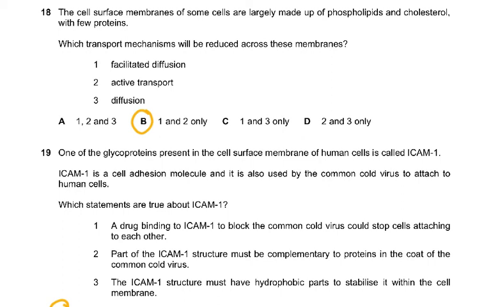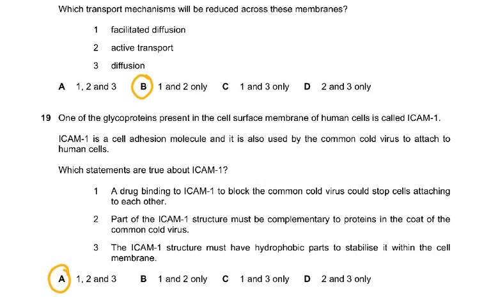Why? Because diffusion is across the phospholipid bilayer that does not require a membrane protein. But the first two, which are facilitated diffusion and active transport, require channel proteins. So if channel proteins are not present, active transport will not occur.